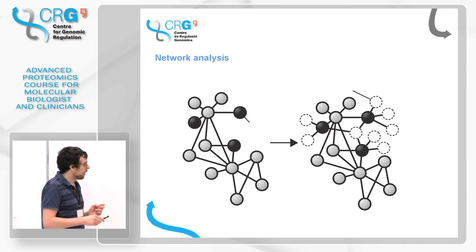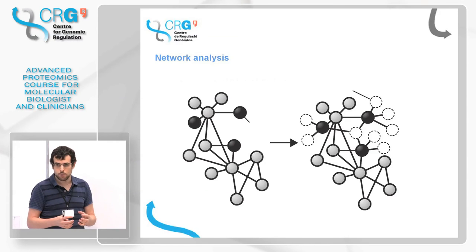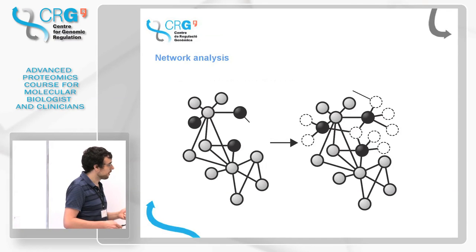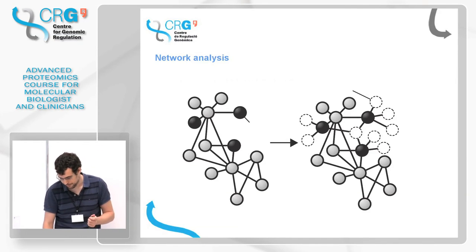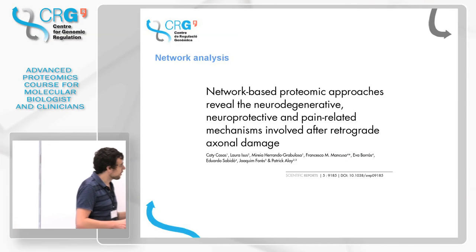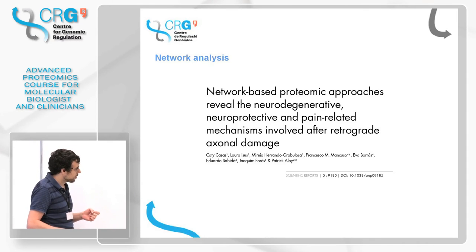And this is how network analysis of proteomics data, integrating things that we have not identified and we have not quantified with mass spectrometry, can really help us understand and better get information from our proteomic results. And this is what we did in one of our latest papers, in which we used these network-based proteomic approaches to see what happens after axonal damage.